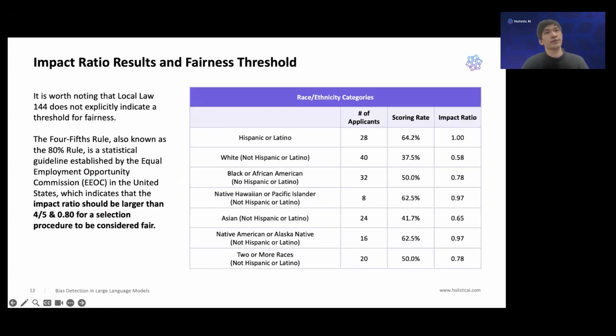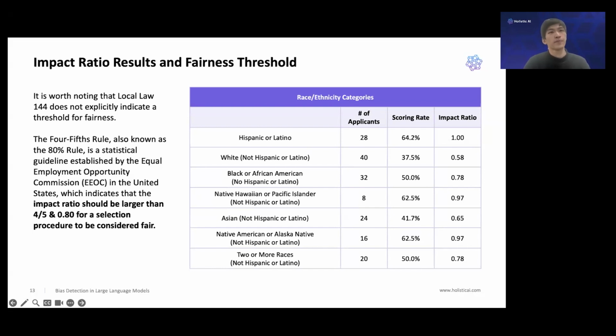After the calculations, we get the results. But how can we determine if the results indicate bias or disparate impact? While Local Law 144 does not provide a specific threshold for fairness, a commonly used guideline is the four-fifths rule, also known as the 80% rule, established by the Equal Employment Opportunity Commission, what we call EEOC, in the US. This rule suggests that the impact ratio should be larger than 0.8 for a selection process to be considered fair. If the ratio falls below 0.8, there will be a bias against that group.